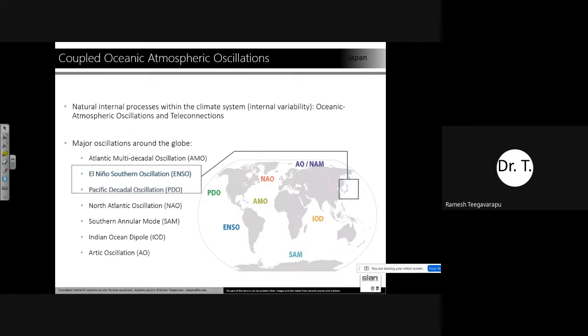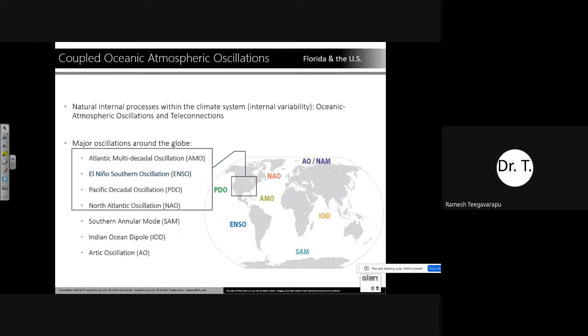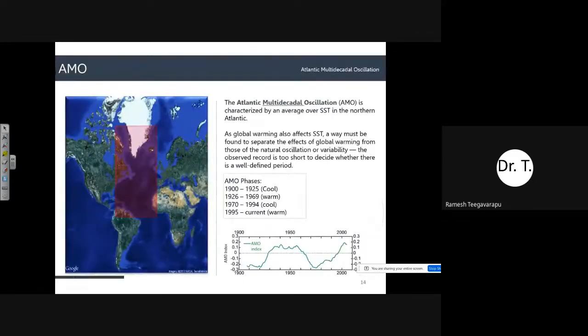Okay, so here are some of the well-known oscillations which affect different parts of the world. For example, Japan gets affected by ENSO and Pacific Decadal Oscillation. As you can see, decadal, so that means approximately every 10 years the phase of the oscillation changes. Then you have India affected by ENSO and Indian Ocean Dipole. Then the United States is affected by 4 oscillations: AMO on the eastern side, ENSO generally in some parts of the US, PDO on the Pacific side, and North Atlantic on the northeast side of the United States.